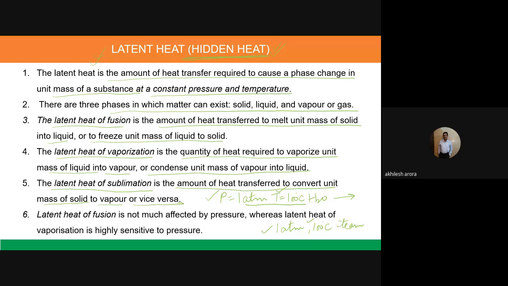Okay, do you know any substance which directly sublimates? It is solid carbon dioxide. It is also known as dry ice, which directly sublimates into gas actually.